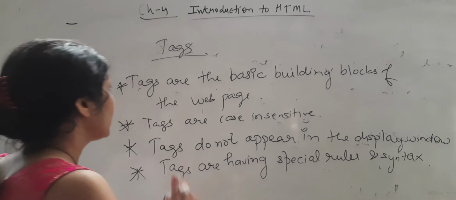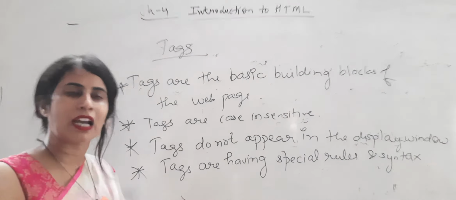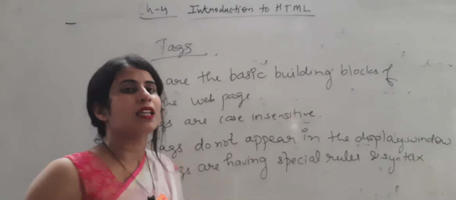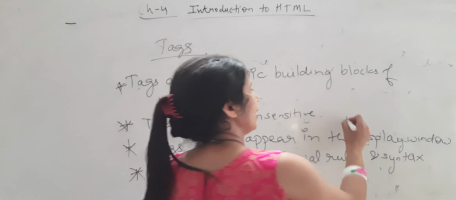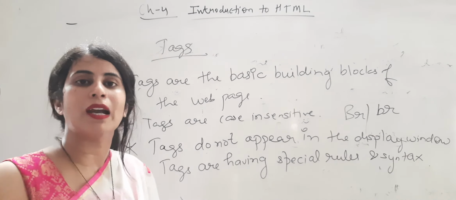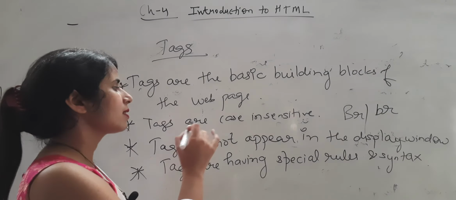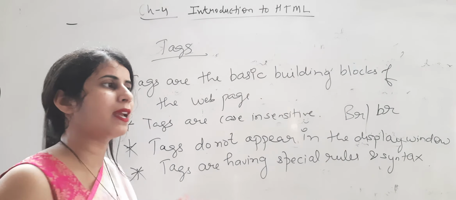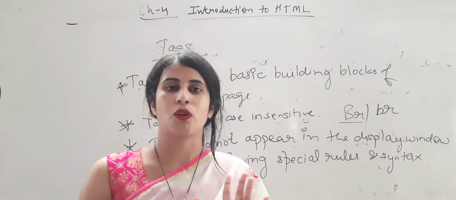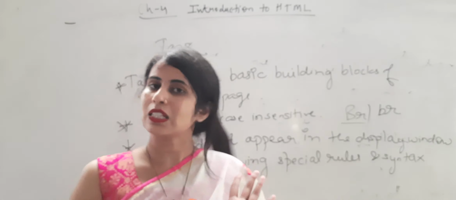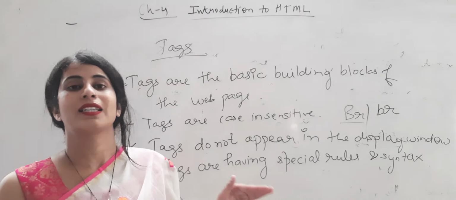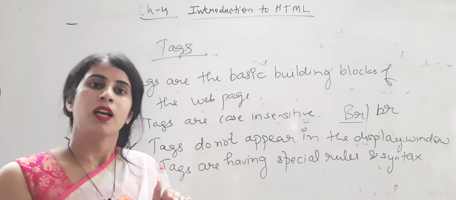At first let me repeat it. Tags are the basic building blocks, meaning with the help of tags only we are able to create web pages. Second, tags are case insensitive, meaning if I write BR in this way and BR in this way, it doesn't matter. The next is tags do not appear in the display window. In the web page, suppose I have used this BR tag, it will not appear there; we get only the result that occurs when we use this BR tag. Next is tags have special rules and syntax. I will discuss what the special rules are.